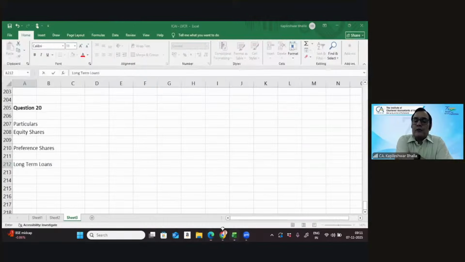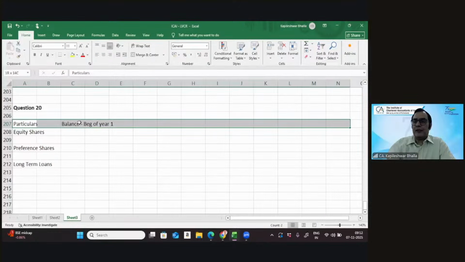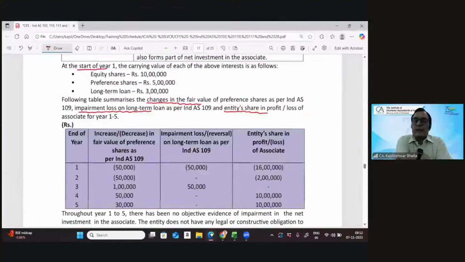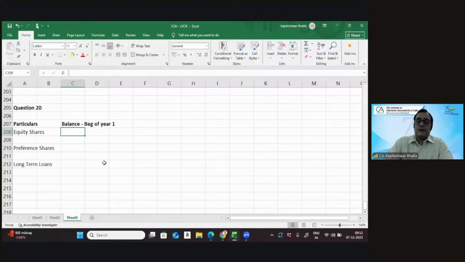Let's also note down the balances at the beginning. So we have the balance at the beginning of year one. Let's note down the balances at the beginning of year one as well, and now let's proceed. Let me note down the balances. It works out at 10 lakh, 5 lakh, and 3 lakh. So this is 10 lakh.